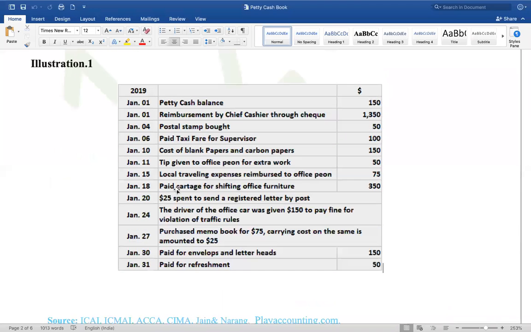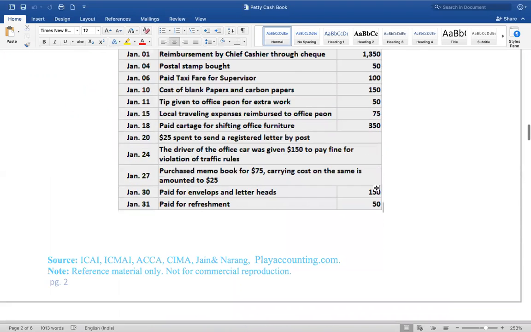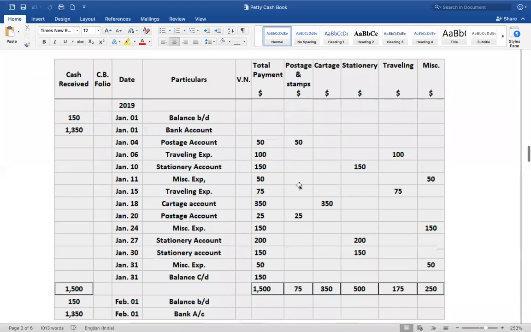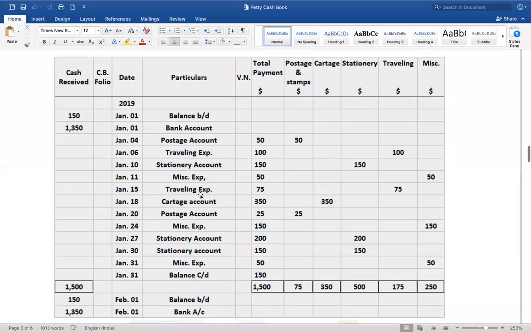On 18th, paid cartage for shifting office furniture, 350. You have given a heading cartage. Under cartage, you have written 350, and this is against cartage on January 18th.